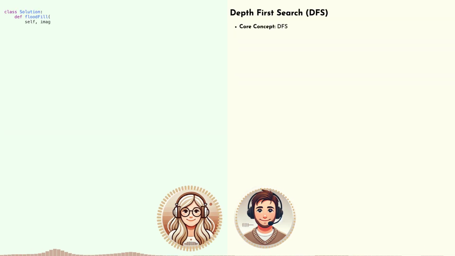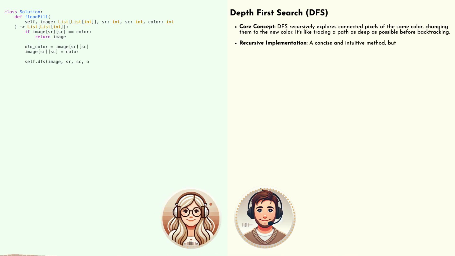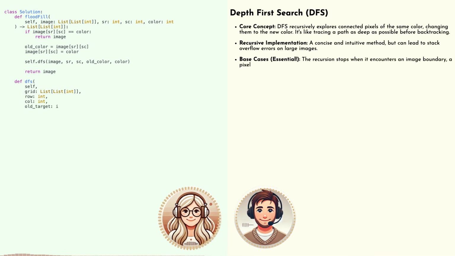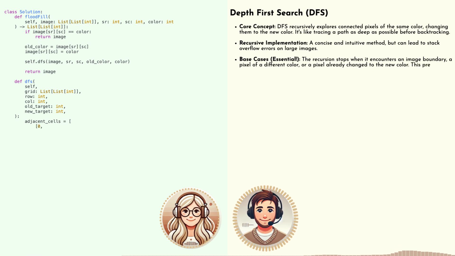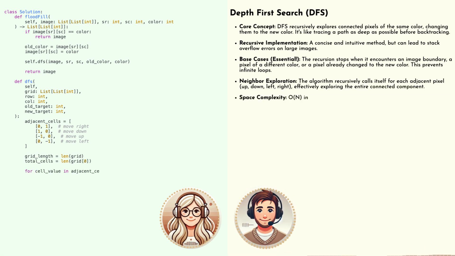Sure. So think of DFS as a meticulous explorer venturing deep into a cave system. They take a path and just keep going as far as possible, marking each cave that they visit before they backtrack and explore other branches. Okay, it's all about going deep first. So how do we apply this spelunking explorer analogy to our pixel coloring problem?